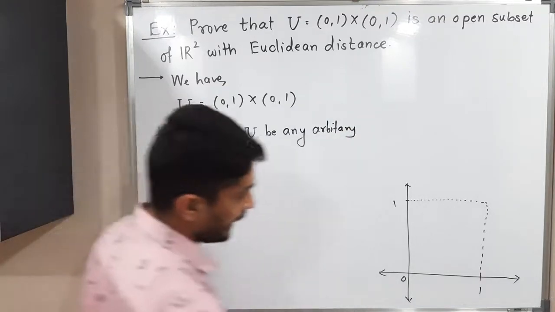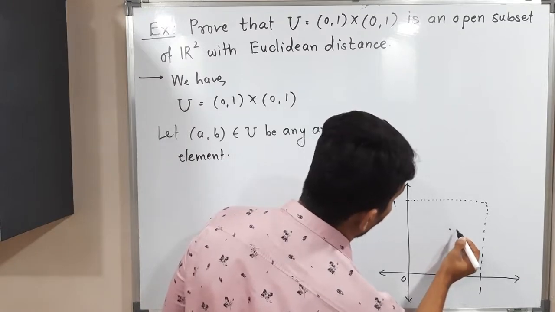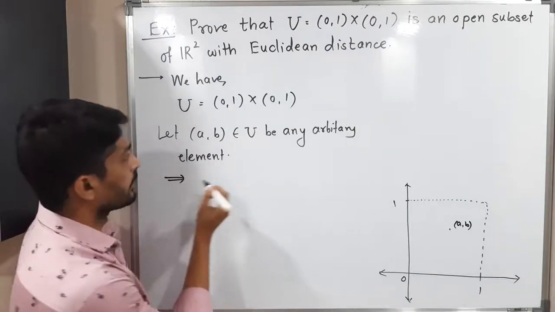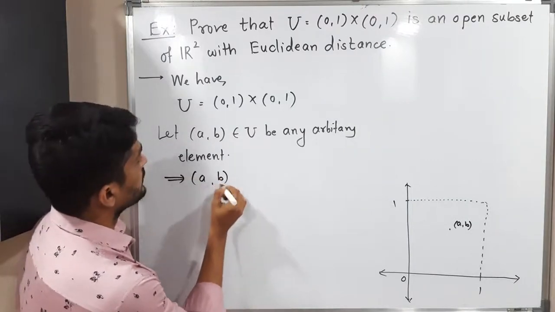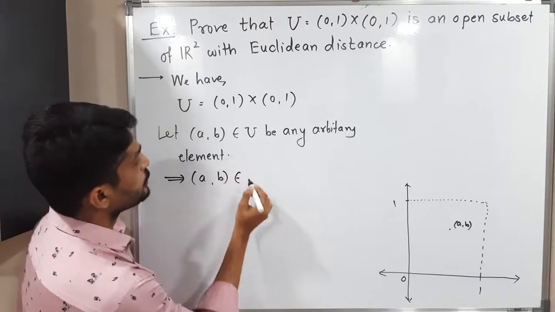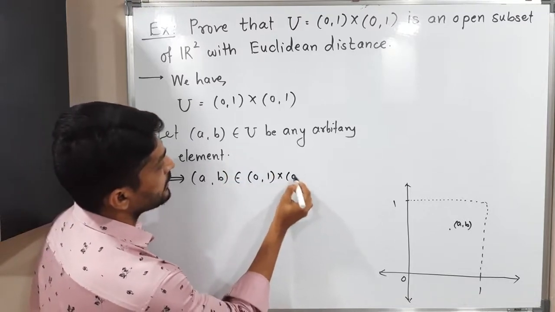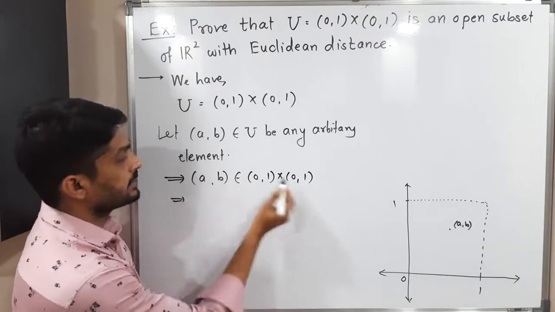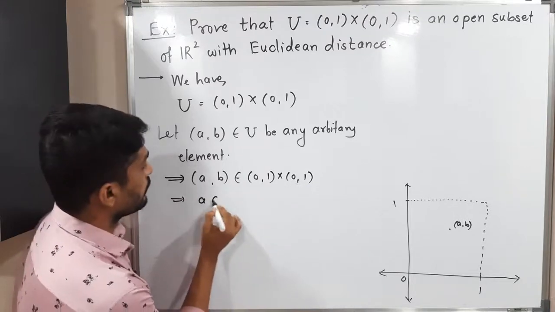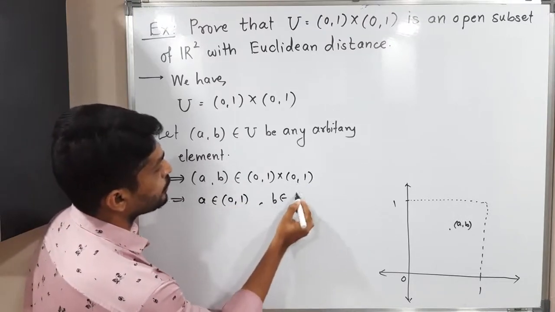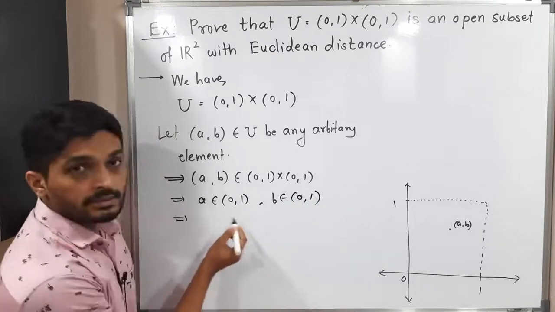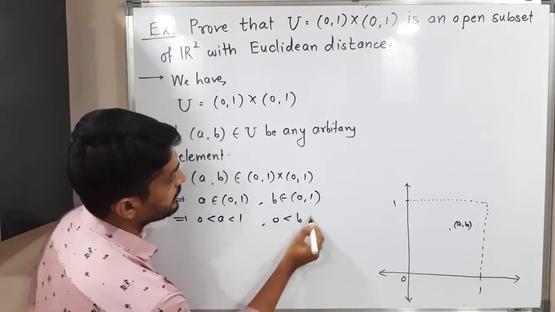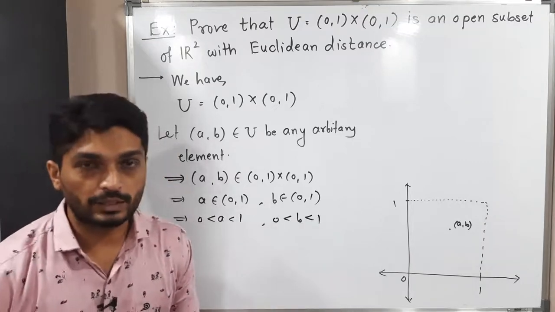Let me show it here in the diagram. Suppose we have a point (a, b) here. This is (a, b), some point we have here. So the obvious implications I am writing here: (a, b) belongs to U, U means (0,1) cross (0,1). So obviously the first component is an element of this set and b is an element of this set. So a belongs to (0,1) and b belongs to (0,1). So a lies in this interval. That means obviously 0 < a < 1 and 0 < b < 1. So very obvious things I wrote here first.